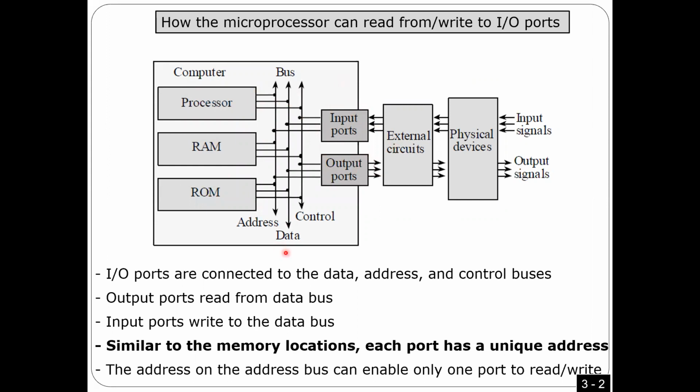We have buses. You remember buses? Data bus, control bus, address bus, right? So in order to connect this device to the system, there should be a circuit, as you see here. So this is a device. This device should be connected to a port so that it can be connected to the rest of the system, connected to the buses so that it can send data or receive data.